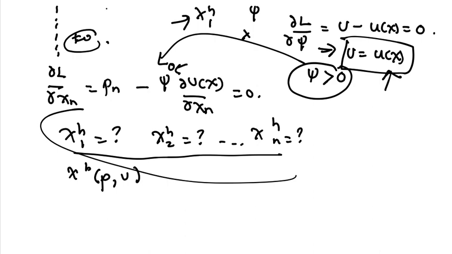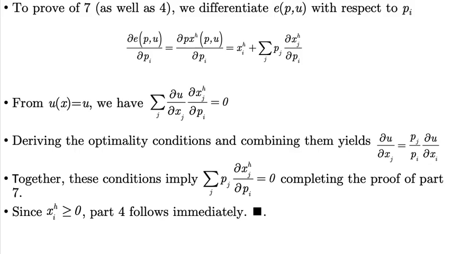Now, we are done with this. Okay, so we need to go back to our objective. Our objective is to prove the properties of expenditure functions in number 7, in which, let me go back to the slide here.